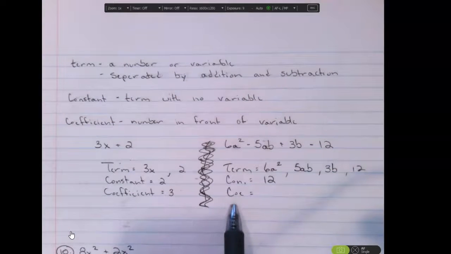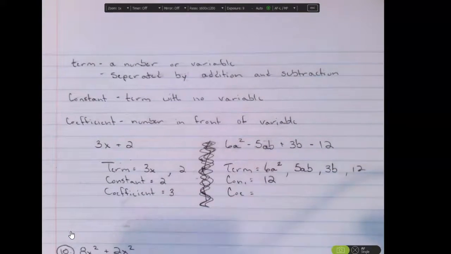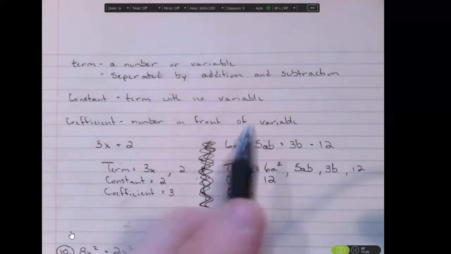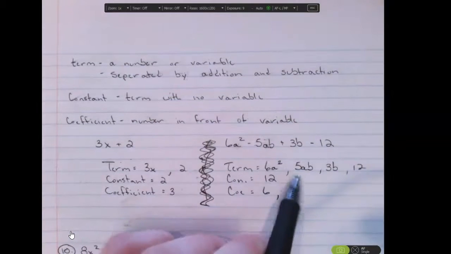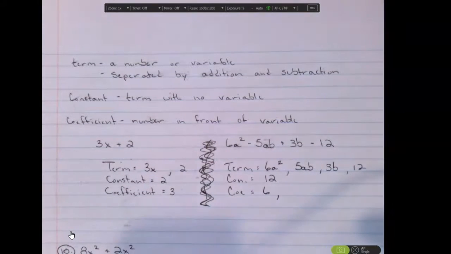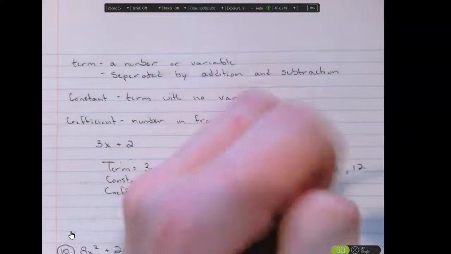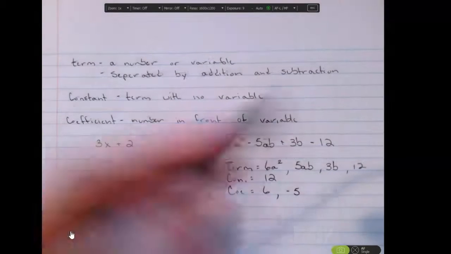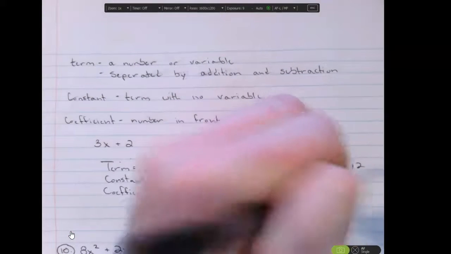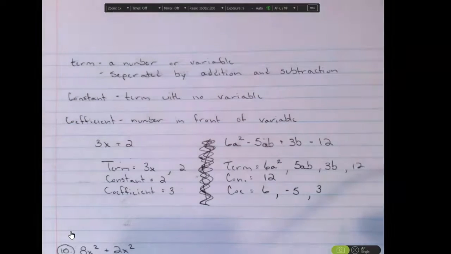Next, I want my coefficients. And these are the numbers that are in front of variables. So notice, 6 is in front of a squared. So that's one coefficient. I also have 5 in front of AB. Now, 5 has a negative symbol in it, so it's going to be negative 5. And then my final one is going to be 3, because 3 is in front of B.